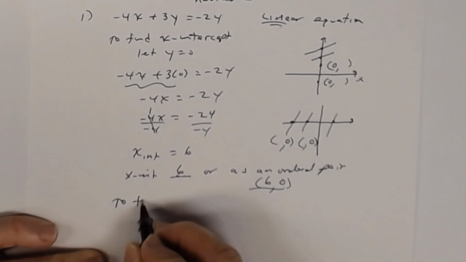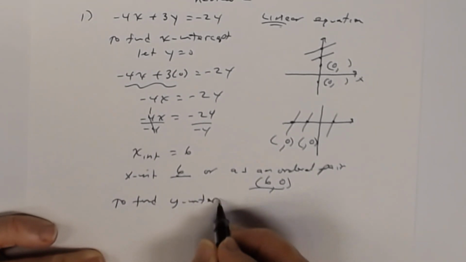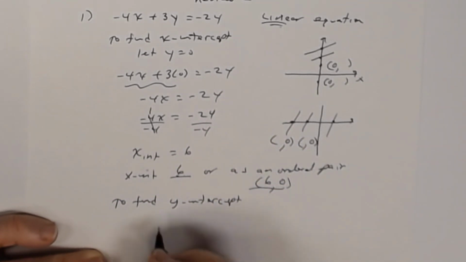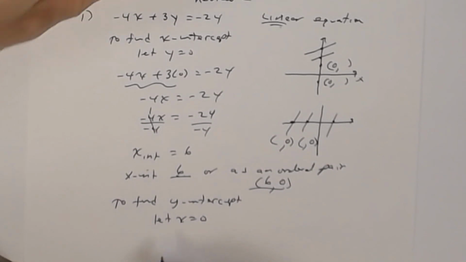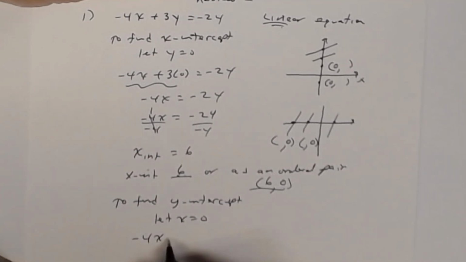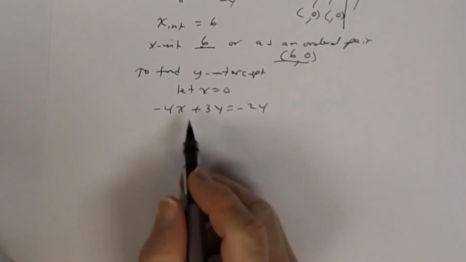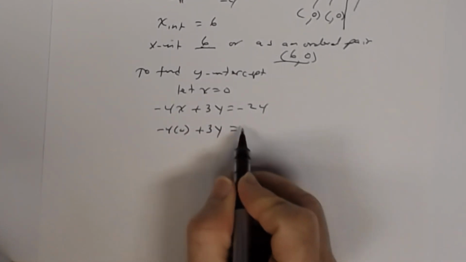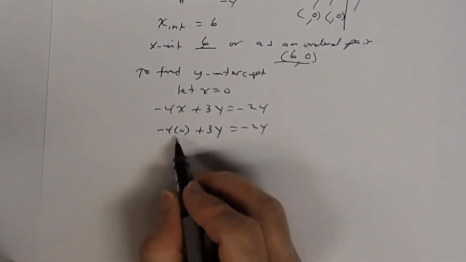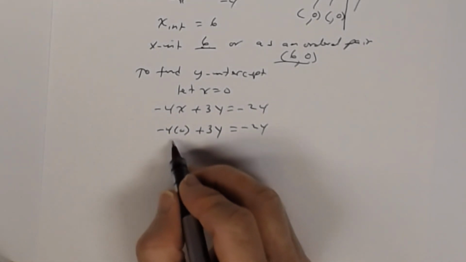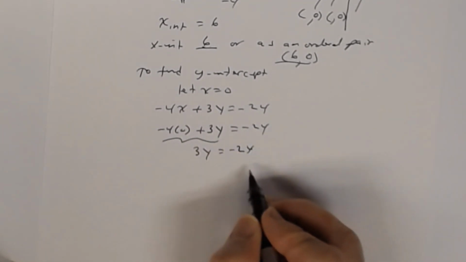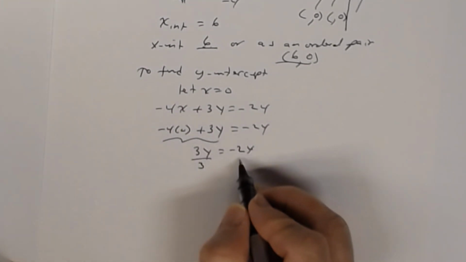Now to find the y-intercept, you're going to let x equal 0. Let me rewrite the equation: negative 4x plus 3y equals negative 24. Where we see the variable x, you substitute 0. So I get negative 4 times 0 plus 3 times y equals negative 24. Negative 4 times 0 is 0, so 0 plus 3y is 3y equals negative 24. To get y by itself, you divide both sides by 3.